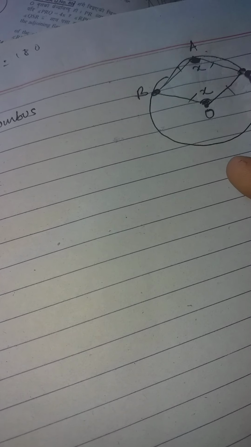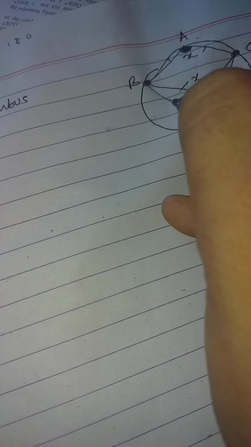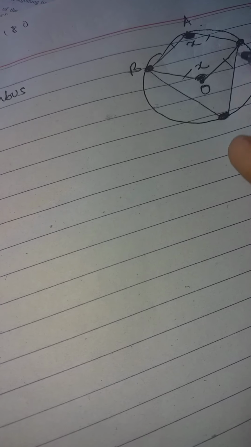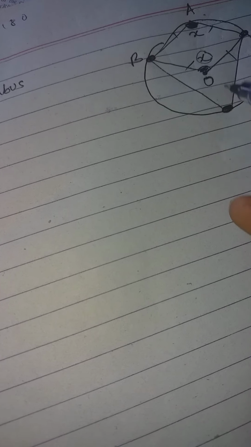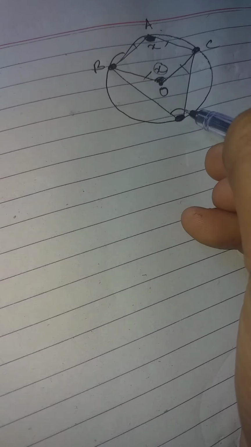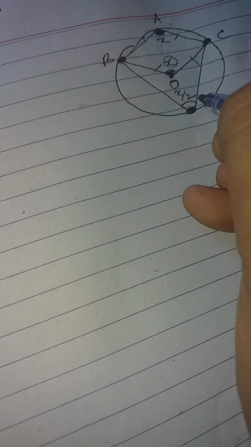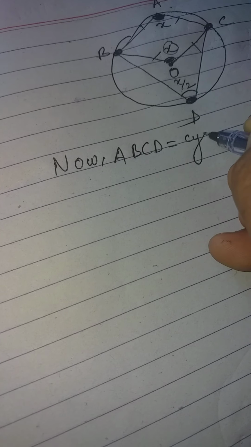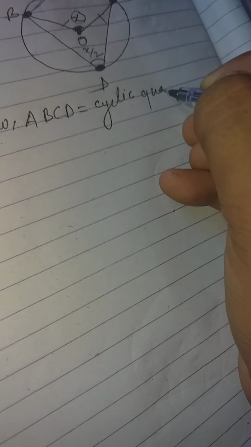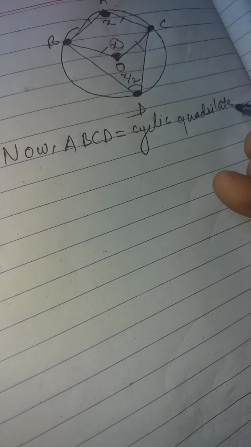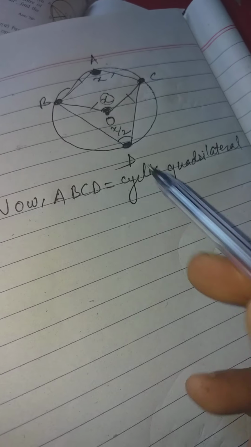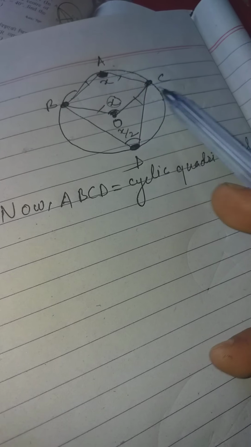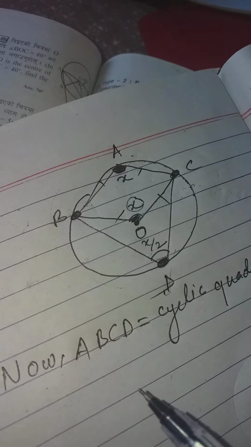I'm choosing this arc BC, and I'm constructing an angle on the circumference from the BC arc. So this is the central angle, and this is the inscribed angle from the same arc BC. So this must be x by 2. Yes, let it be D now. Now we can see ABCD is a cyclic quadrilateral, yes or not? ABCD is a cyclic quadrilateral now, because all four corners, 1 2 3 4, are on the what? Circle, yes.